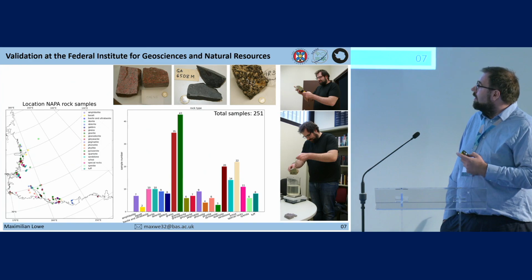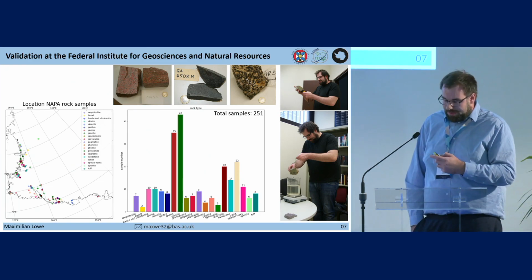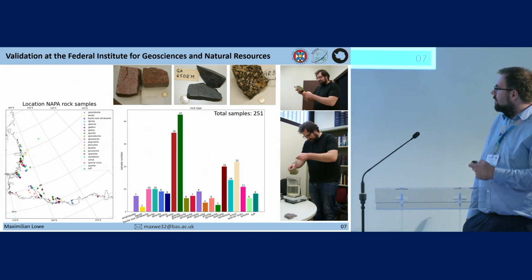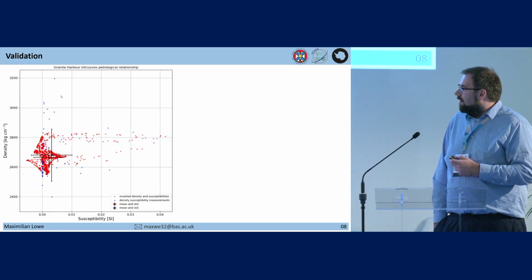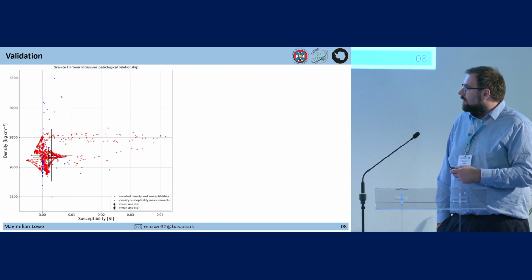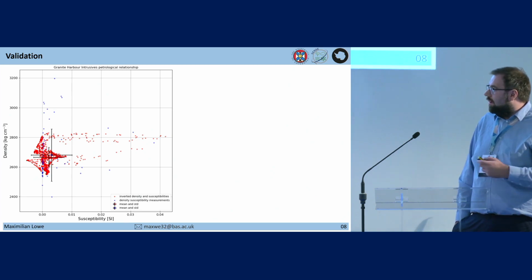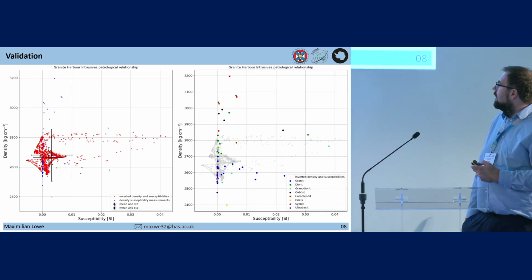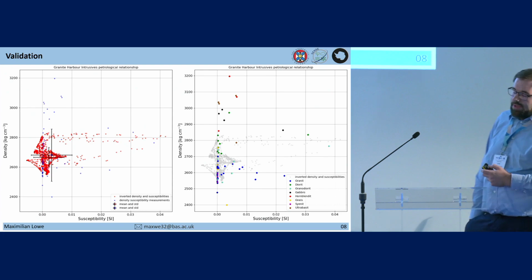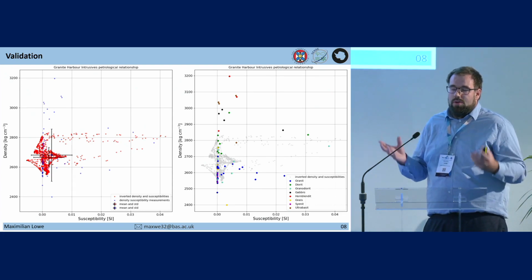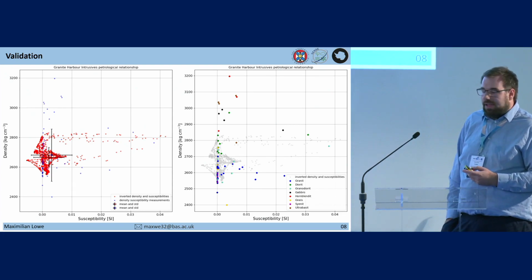So I skipped through that. Basically, we also went to BGR to measure some rocks to validate our inversion with real density and susceptibility relationships. And we see that it actually works quite well for granites and diorites, but we cannot really reproduce really dense rocks, which probably don't fill the whole volume of our cells.